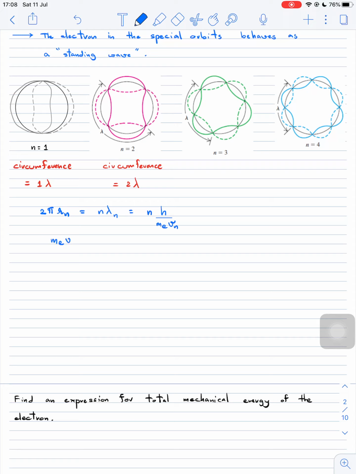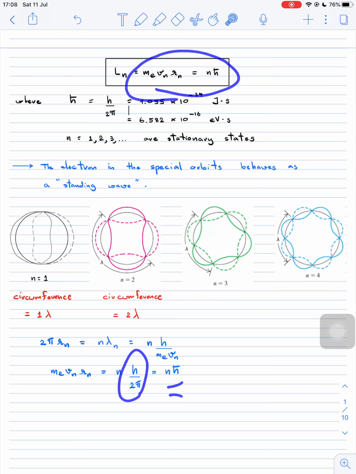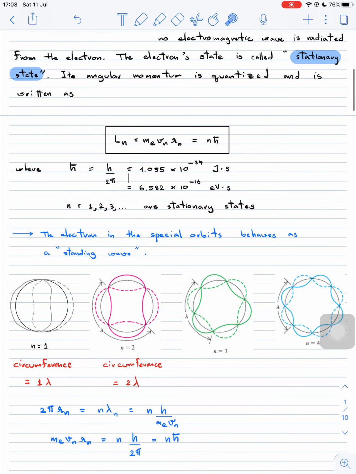So we have m_e v_n R_n equal to n times h over 2 pi, which is equal to n times h bar, because h over 2 pi equals h bar. Okay, so now you can see that we got this equation already. So for the conclusion, it means that this idea about the quantization of the angular momentum of the electron just comes from the idea that the electron in the special orbit behaves as a standing wave.